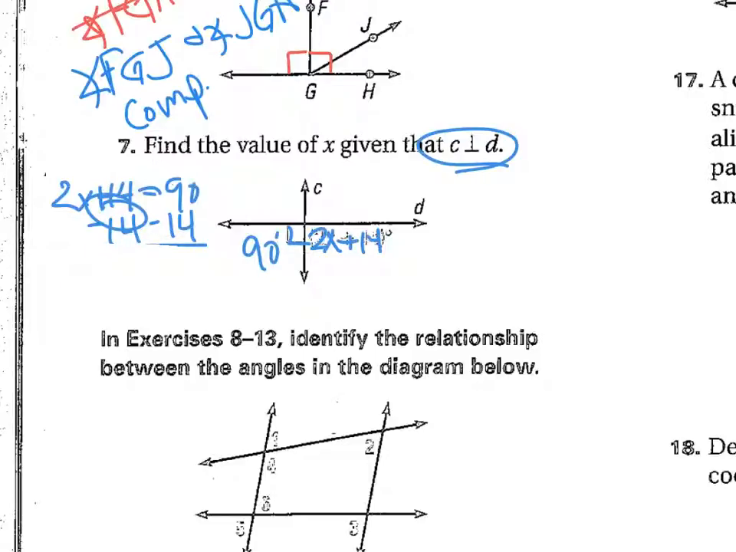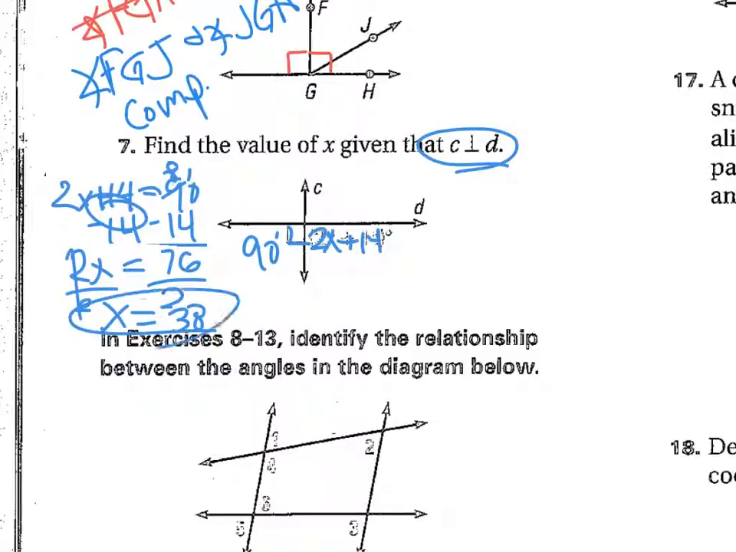Can't subtract. Here we go. I was right the first time. It's 76. So 2x is going to equal 76. Now x will equal 38. That's better for your variable.